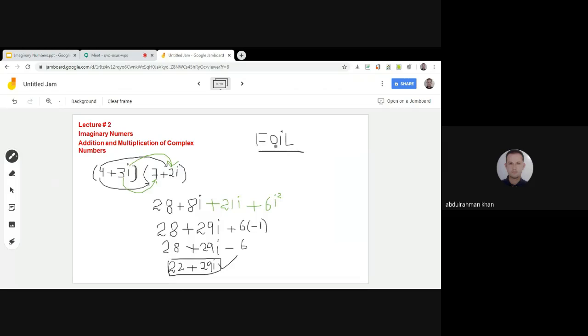FOIL method is very important. It means first term, when you will multiply the first term. O means the outer. I means the inner, and last means the last term and last term.